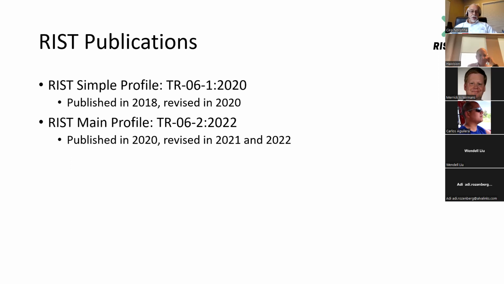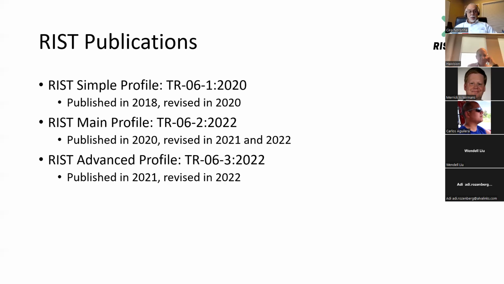The Main Profile was first published in 2020 after a very successful interop in LA. It was revised in 2021 because we had a security problem. And there was a major revision in 2022 that added the VSF EtherType and also added a big chapter on PSK authentication, which is also coming out as an RFC. It's now an internet draft, that section of TR-06-2. Advanced Profile was published in 2021 and was revised in 2022, and the revision was simply to include the same PSK authentication as Main Profile.